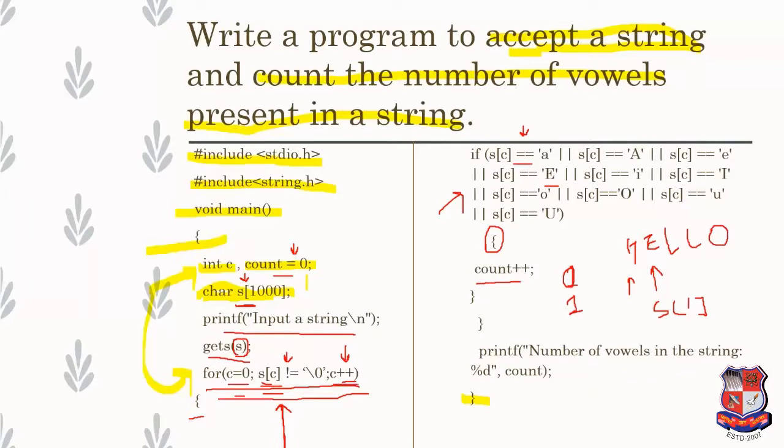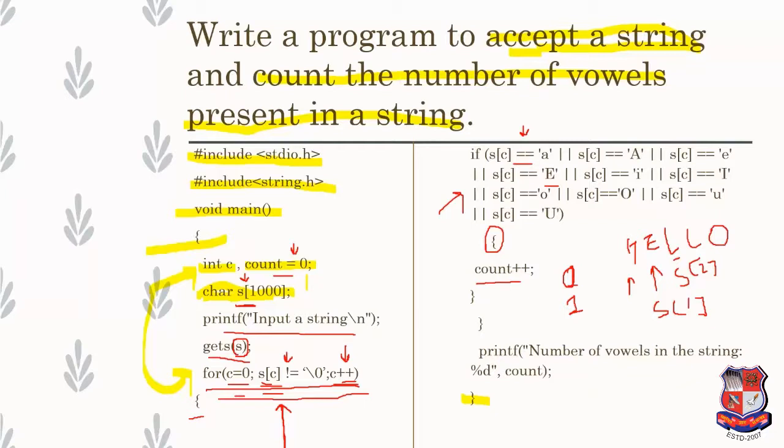After that, c++ occurs. So now s of 1 becomes s of 2. At s of 2, it has to check the letter L, the first L. s of 2 is not equal to null, true, because I have a letter here. It's not the end of the string. Again, it will check for any from a, e, i, o and u. No, nothing from there. So the counter will stay as it is, which is only 1. The condition is false here, so count will not get incremented.